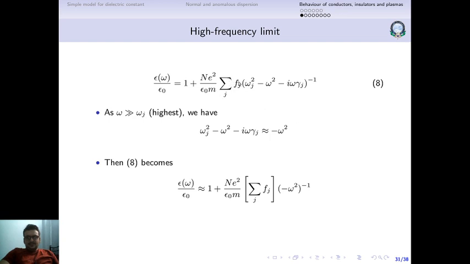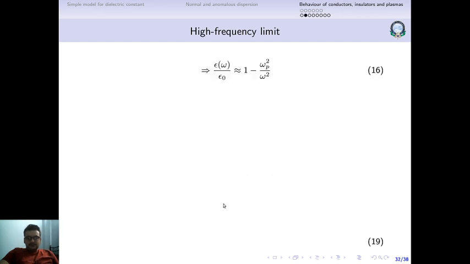What is finally left behind inside the summation is only fj, and we know that the summation of fj is nothing but Z, which we had defined in one of the earlier slides. So this is going to give us n Z e square by epsilon naught m omega square. Now you see this overall quantity must be dimensionless. If you leave out this omega square, then n Z e square by epsilon naught m will have dimensions of frequency square, and that quantity is what we call the plasma frequency.